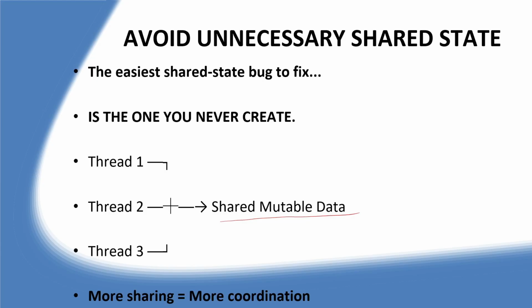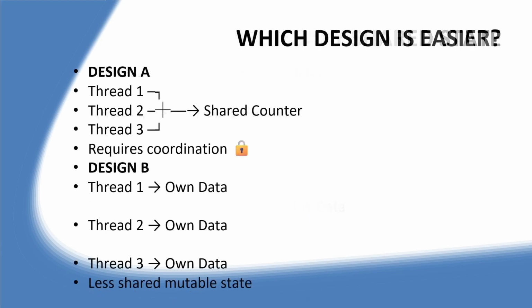So we should understand shared and independent state. Compare these two designs. In the first design, 3 threads are modifying the same shared state. Now we need to carefully coordinate access. In the second design, each thread is working primarily with its own independent data. There is less shared mutable state and therefore less need for synchronization.